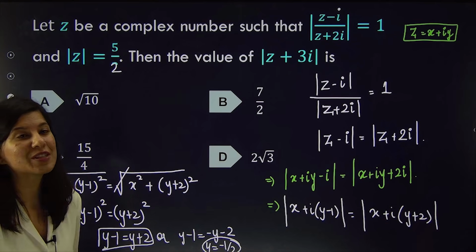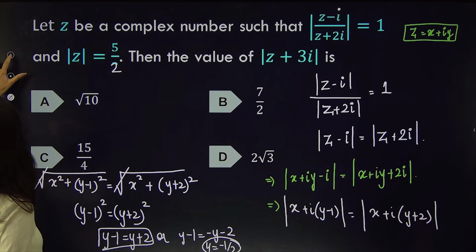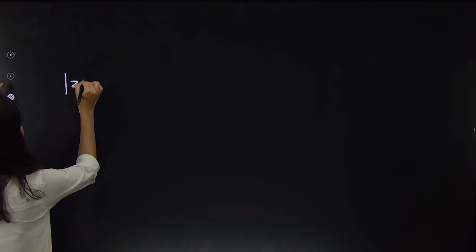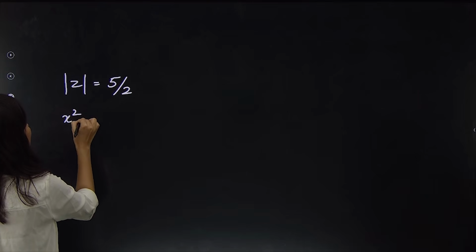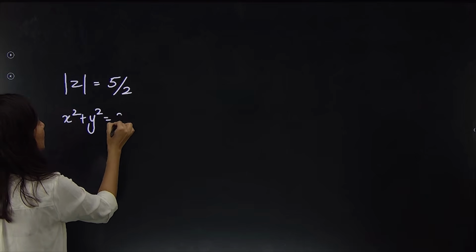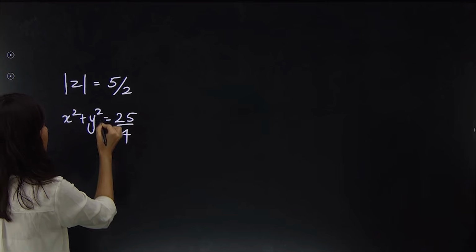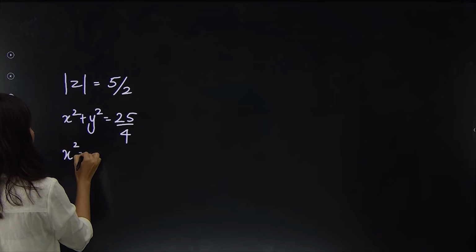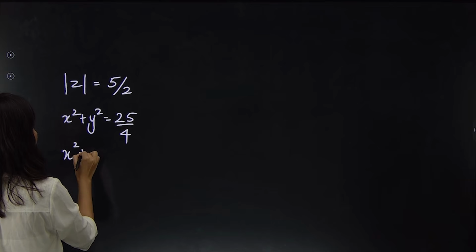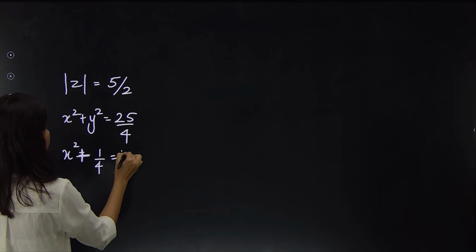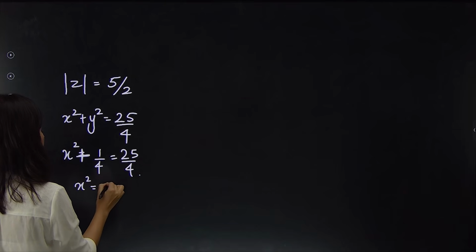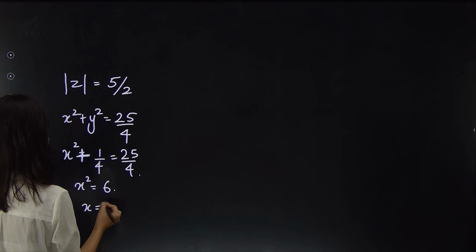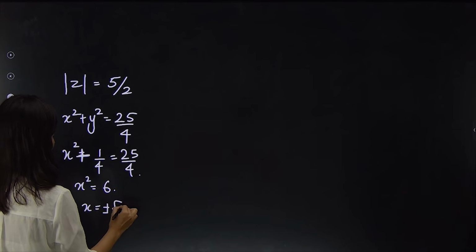One more piece of information is given: mod z is equal to 5 by 2. So mod z is 5 by 2 means x squared plus y squared is equal to 25 by 4. y is minus half, so this is x squared plus 1 by 4 is equal to 25 by 4. So x squared will be equal to 6. x is nothing but plus minus root 6.